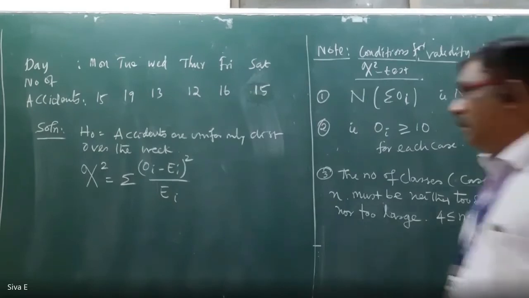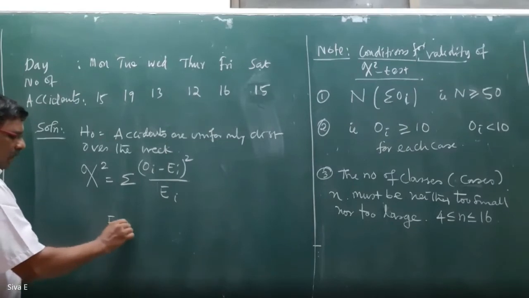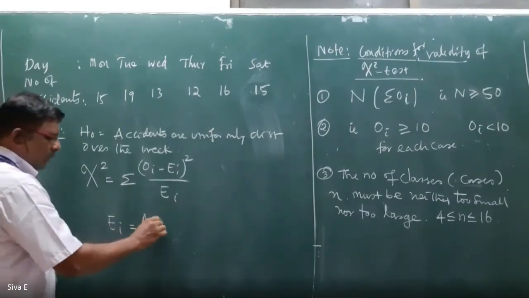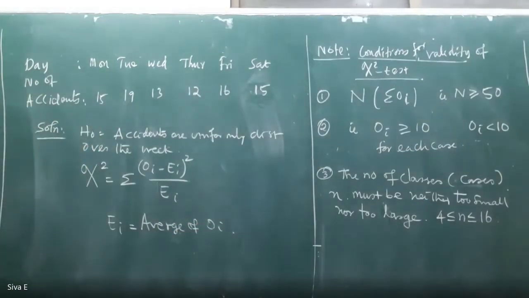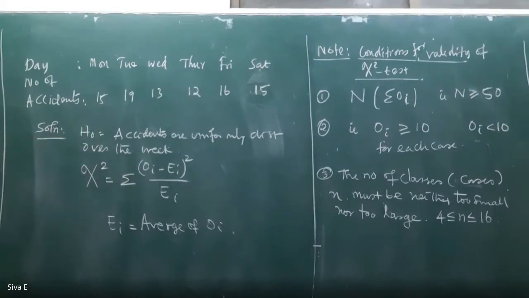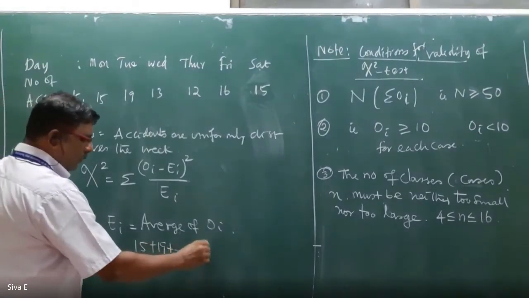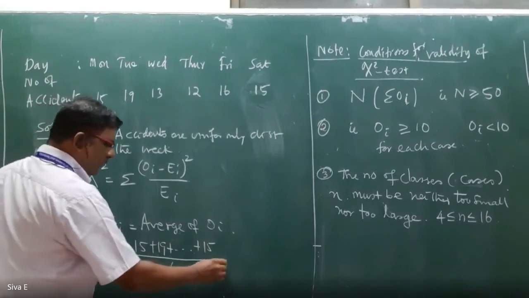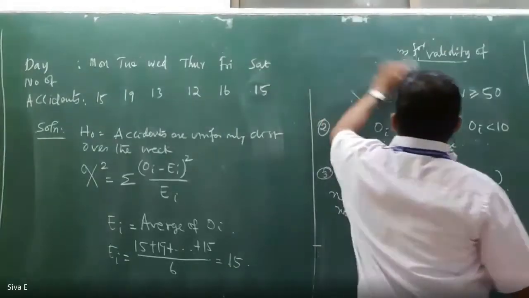Fine. Next, we have to find the expected value EI. EI is called the average value. So find the average: 15 plus 19 plus up to 15, by 6. What is the value? Calculate. 1.5. Yes, sir, 1.5.